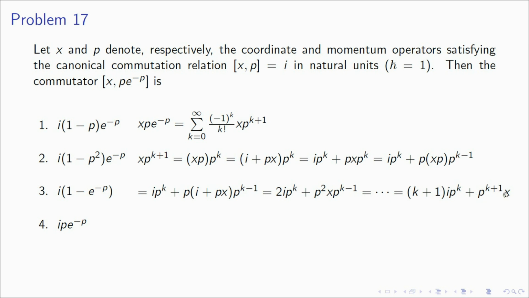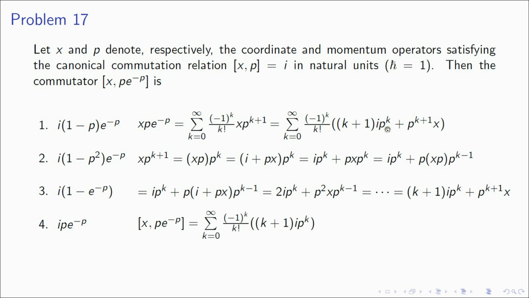So just please verify you get this, and now you can just substitute this value back here. You get this. So this term is basically the other part of the commutator. If you bring this to the other side, you get this commutator here, and the value of this will be this one. So this commutator x, p to the power minus p, will be just this first term here, and now you just try to evaluate this.